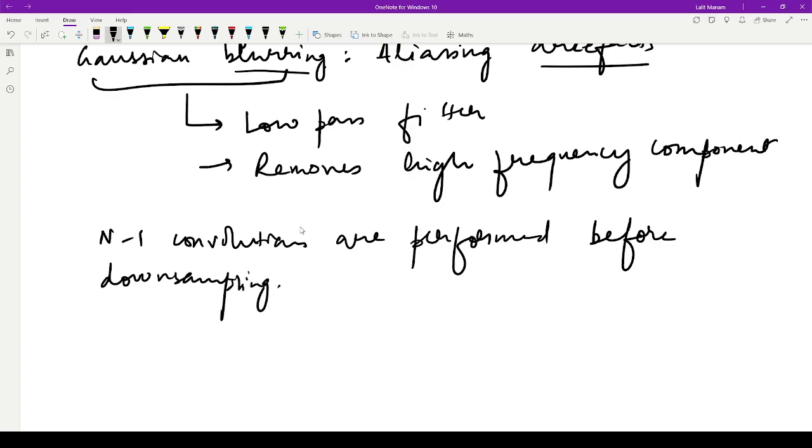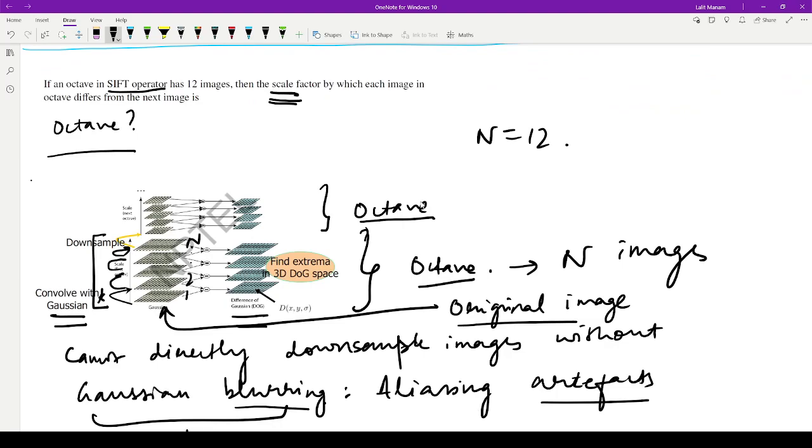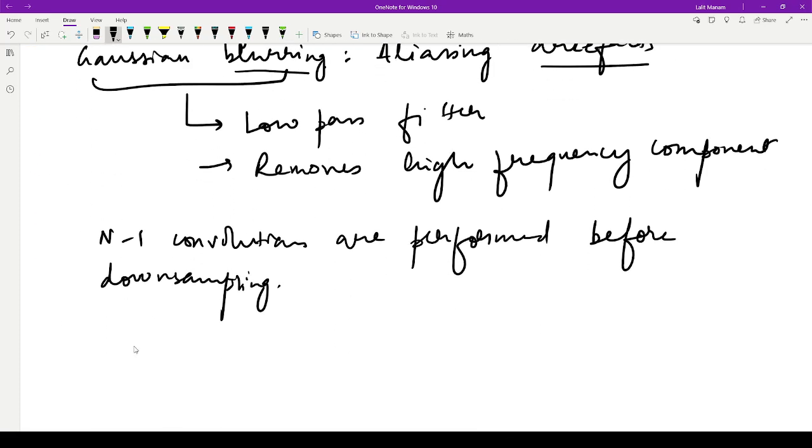Okay, so now it's easy, right? Each time you are convolving it in such a way that the blurring factor is k. Here k will be of some order of pixels, for instance 1.2 times, or we need to find k ultimately. It is the scale factor by which each image in an octave differs from the next image. So we are trying to find the scale factor k.